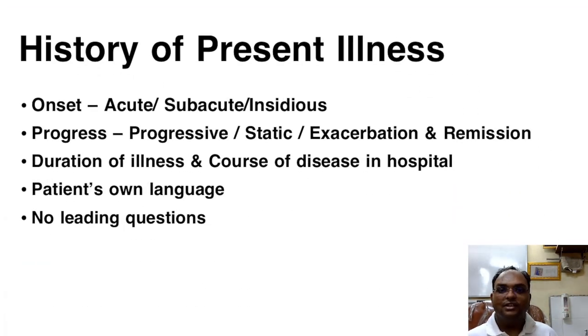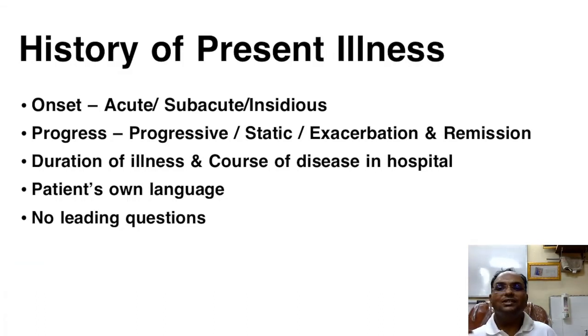Next, history of present illness. You have to come to the onset, whether it is acute, subacute, insidious. Usually we give a cutoff of 6 weeks, 3 months and more than 3 months. Progress, whether it is static, progressive, that means it's increasing, or it's remitting, or there's exacerbation and remission. Then duration of illness and course of disease in the hospital. That means how long you're having the disease, and after being admitted to the hospital, are you improving or are you becoming even worse? It has to be in the patient's own language.